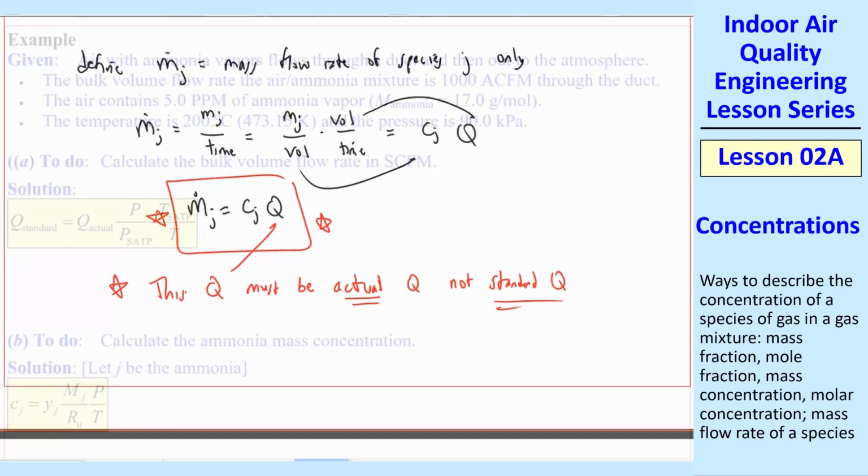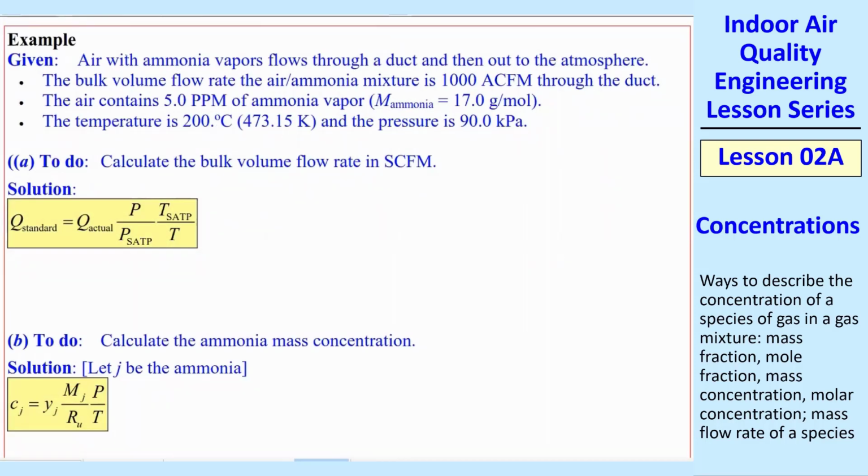Let's do an example. We're given that air with ammonia vapors, so it's a gas mixture, flows through a duct and then out into the atmosphere. And we're given these properties here. The bulk volume flow rate is given 1,000 actual cubic feet per minute. We're given the mole fraction, 5 parts per million of ammonia vapor. We're given its molecular weight, I looked it up already, the temperature and the pressure. We want to calculate a few things here.